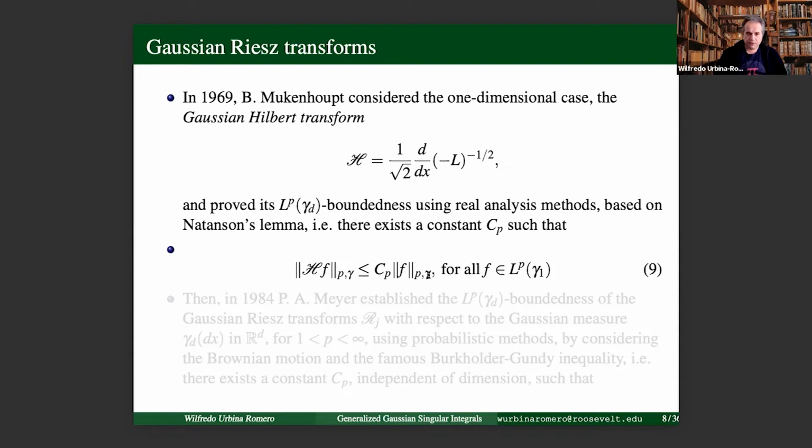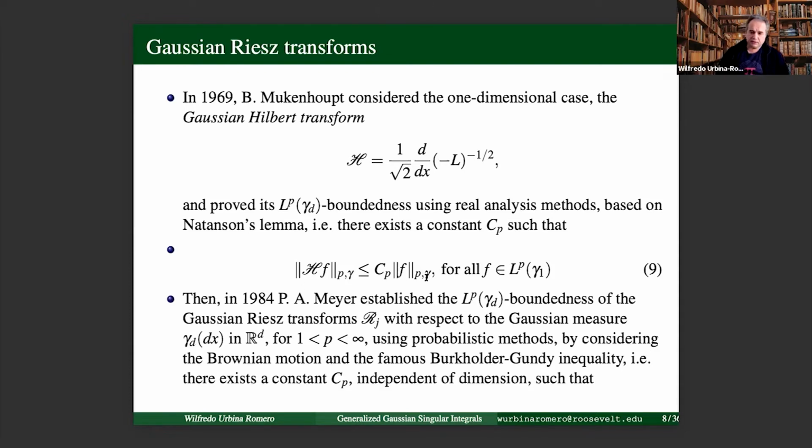From another point of view, Paul-André Meyer considered R^d and proved the continuity of the Riesz transforms using probabilistic methods, using Brownian motion, the Burkholder-Gundy inequality, very heavy stuff in probability. And since it's a probabilistic method, the constant was independent of dimension, right?